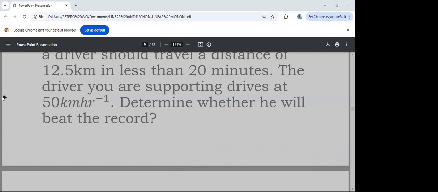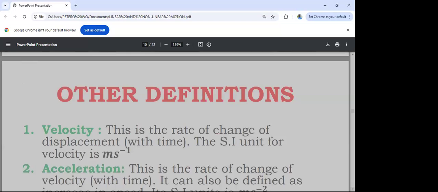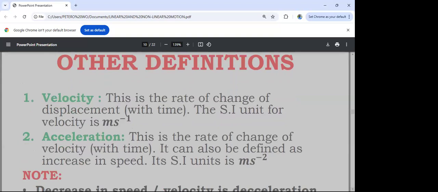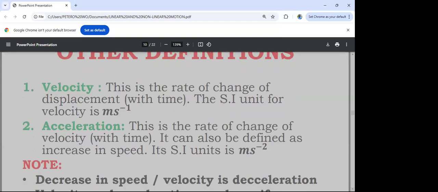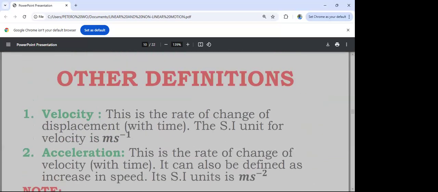Okay, from there, we are going to look at other definitions. Let us look at other definitions. Those are the definitions that they are giving us for now: velocity and acceleration. So you use some 3 minutes to put down those definitions, and then we continue.